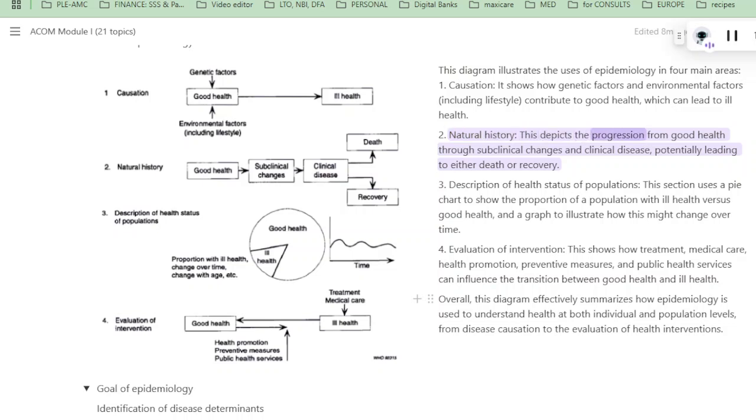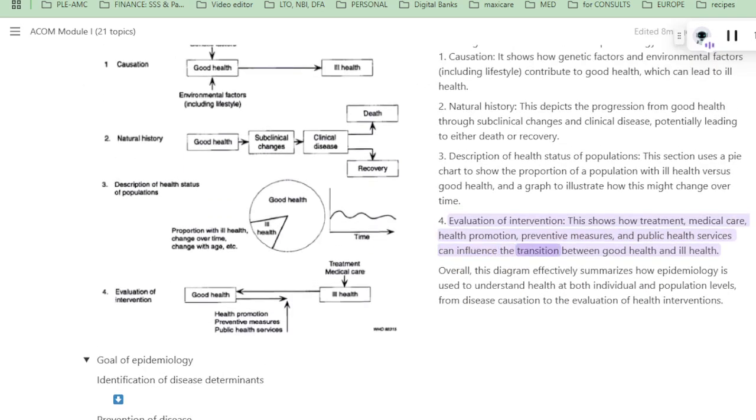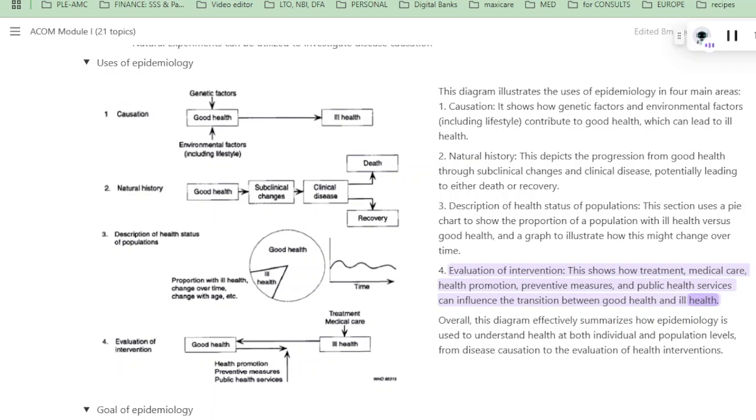This depicts the progression from good health through subclinical changes and clinical disease, potentially leading to either death or recovery. 3. Description of health status of populations. This section uses a pie chart to show the proportion of a population with ill health versus good health, and a graph to illustrate how this might change over time. 4. Evaluation of intervention. This shows how treatment, medical care, health promotion, preventive measures, and public health services can influence the transition between good health and ill health.